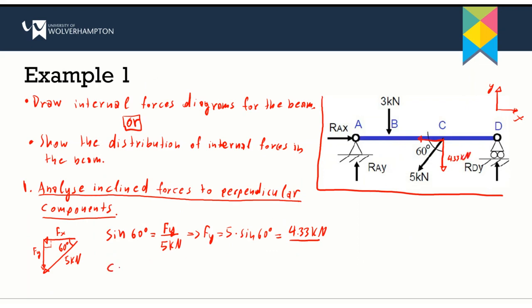For the horizontal one, we can use the cosine of the angle, or if you want, since you know the opposite side, you can use the tangent. It's up to you. Any approach is correct and should give you exactly the same result. So the cosine is the adjacent side, Fx, over the hypotenuse, which is 5 kilonewtons. So Fx is 5 times the cosine of 60 degrees, which is 2.5. Is this correct? What do you think?